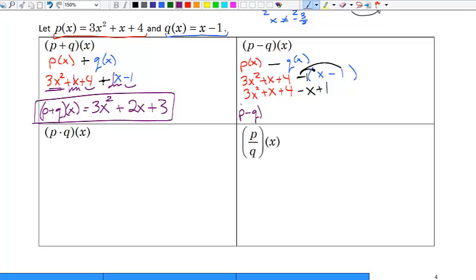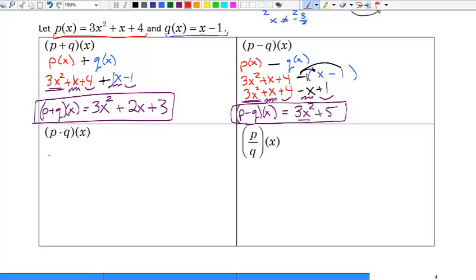Alright, so when I combine like terms, my p minus q of x, I have 3x squared, which doesn't have any other like terms, plus x minus x, that adds to 0. So putting 0x is not very helpful, so we're just not going to even bother writing it. If you have 0 of that term, you just don't bother writing it. And then I have plus 4 plus 1, which is plus 5. And that is my answer for p minus q of x: 3x squared plus 5.